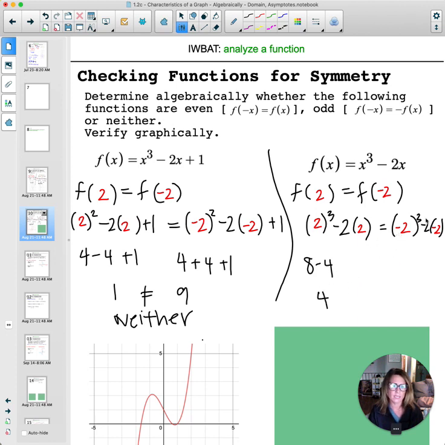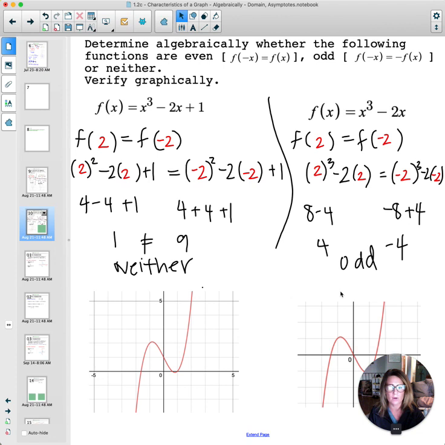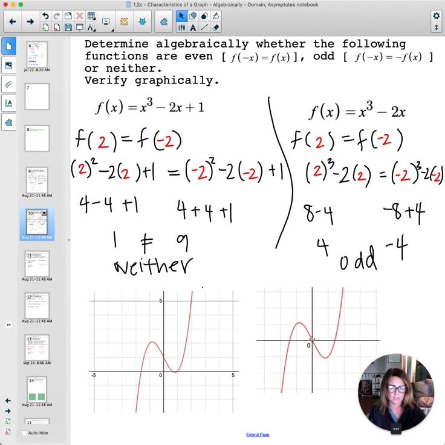Over here, -2 cubed is -8. -2 times -2 is +4. Add those together and you get -4. So now we have opposites. So 4 and -4 are opposites of each other. Opposites means it's an odd function, which graphically speaking is going to mean that it's symmetric around the origin. So this one goes through the origin. I could rotate it 180 degrees right around the origin and it would flip right back on itself. So odd function.